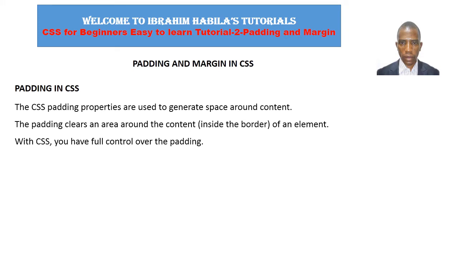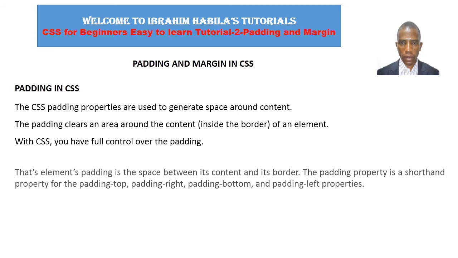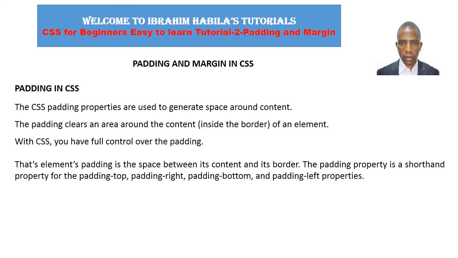The CSS, or cascading style sheet, padding properties are used to generate space around content. The padding clears an area around the content, that is, inside the border of an element. With CSS, you have full control over the padding. Thus, an element's padding is the space between its content and its borders. The padding property is a shorthand property for the padding-top, padding-right, padding-bottom, and padding-left properties.